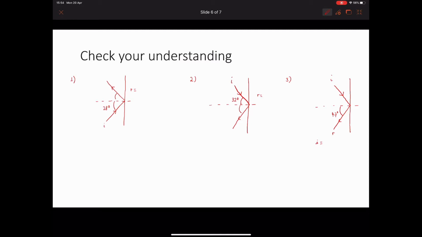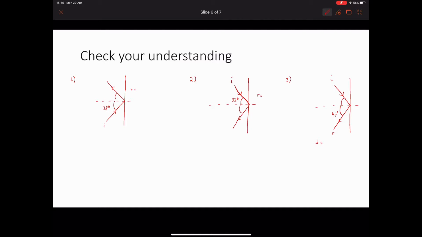Question 3 is a little bit different again. This time we don't have an angle for the incident ray, but you're told that the reflected ray comes at an angle of 47 degrees to the normal, so it wants you to find the incident angle. Take some time now to pause and work through those 3 questions, and then we'll go over the answers.